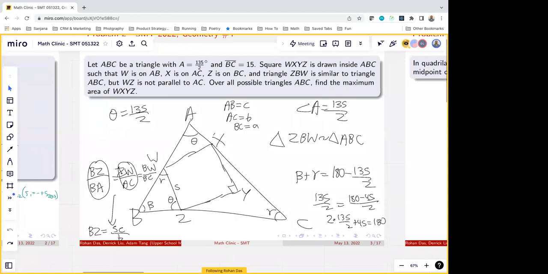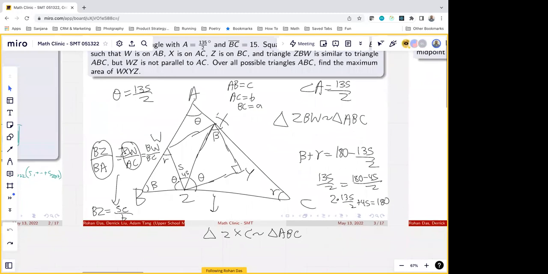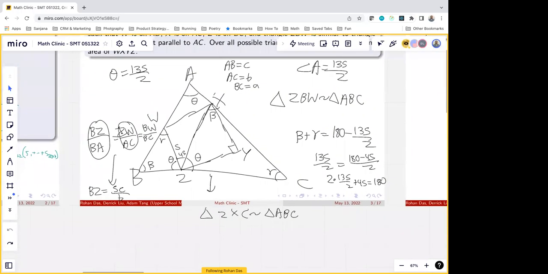And from here, we can notice that if we draw the line ZX, because this is going to be 45, angle XZC is theta. And then filling in, we have that ZXC is beta. And from here, we have that triangle ZXC is similar to triangle ABC. And then again, by the similarity ratios, we get that ZC is equal to B over C times ZX. And ZX is square root of 2 S because it's the diagonal of the square. So we have this equation.